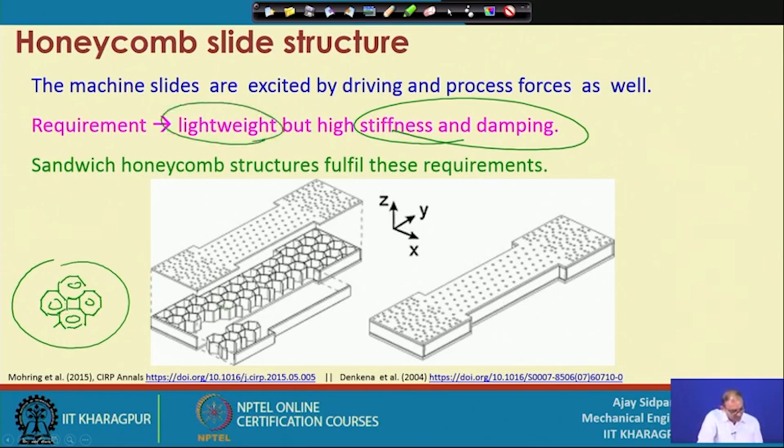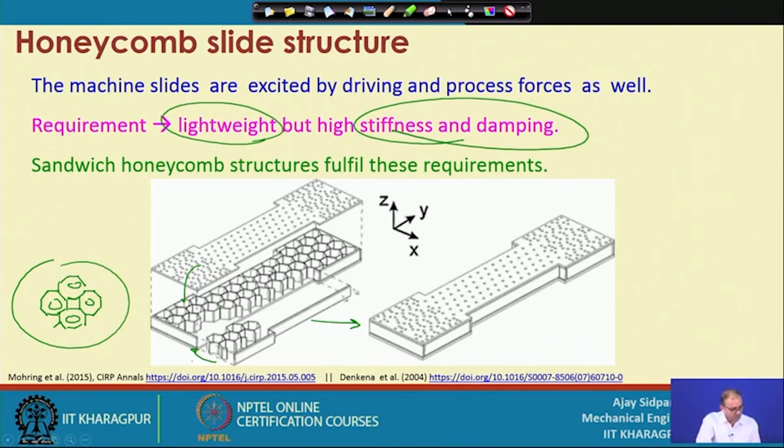Once you get this structure, what you have to do is bolt it or weld it from both sides, from the bottom and from the top, and then you get one particular structure which can be used for making the slide structure of the machine tool, correct. So, this is one of the ways of doing it. Another structure was shown in the earlier slide, but this is also very much used.